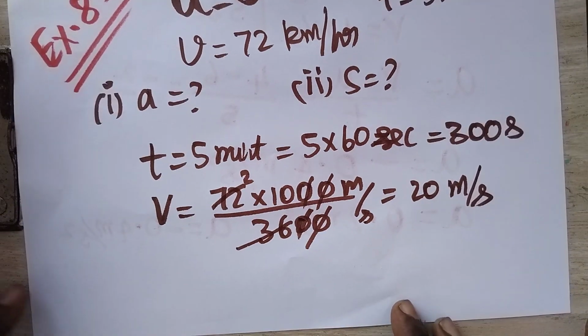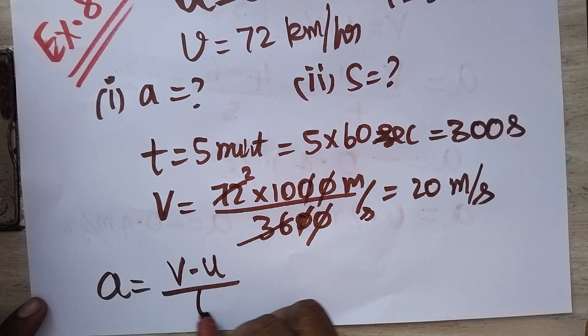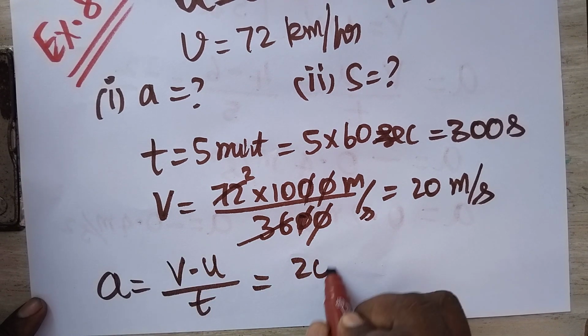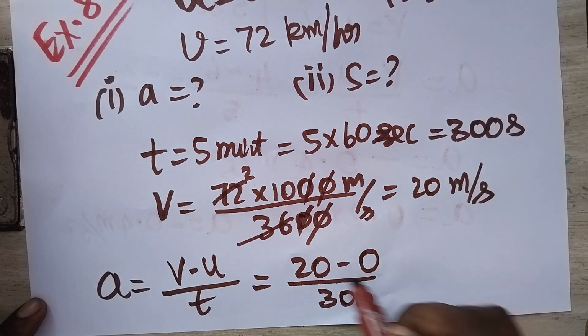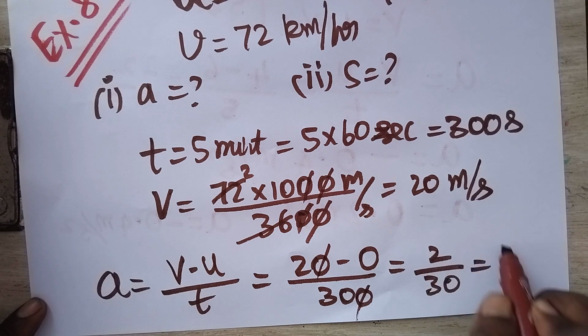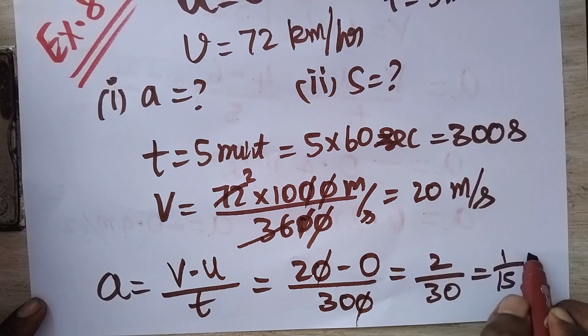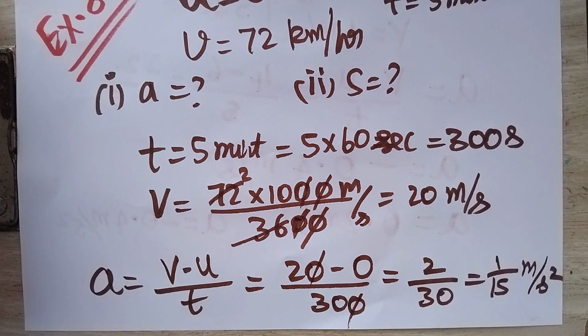First we will do the acceleration. Acceleration is equal to V minus U divided by T. V is how much? 20. U is how much? 0. T is how much? 300. Okay, cancel, cancel. It's 2 by 30. The answer is 1 by 15 meter per second square. We found the acceleration now.